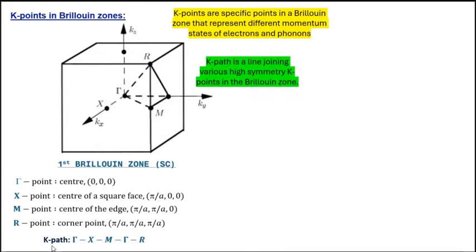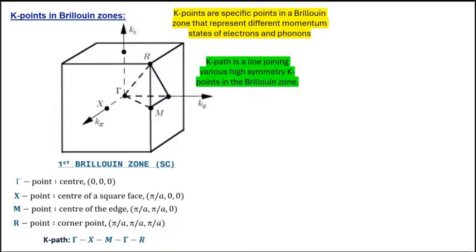So the most common path is from gamma to X, then from X to M, from M to gamma, and from gamma to R. This path provides a good representation of the phonon dispersion relation, showing how phonon frequencies change along the directions of high symmetry within the crystal.